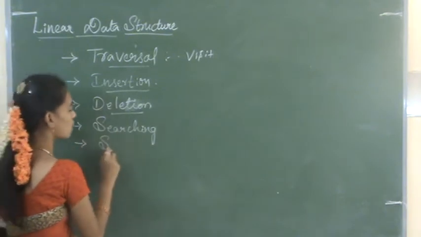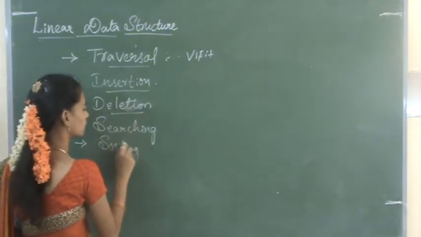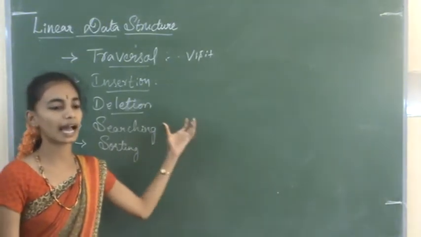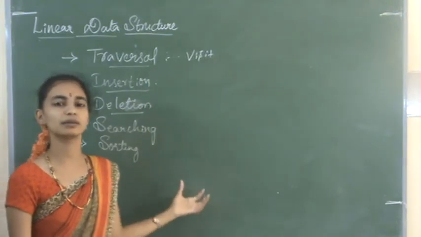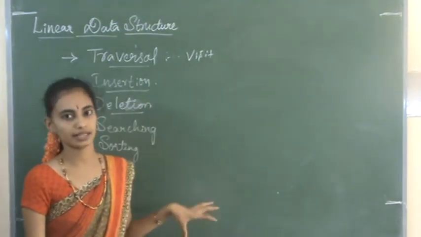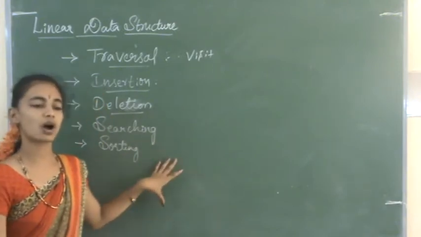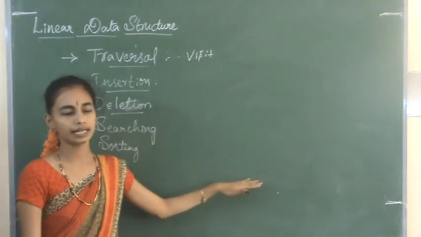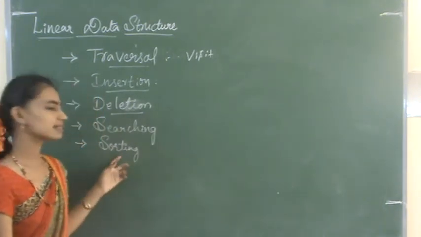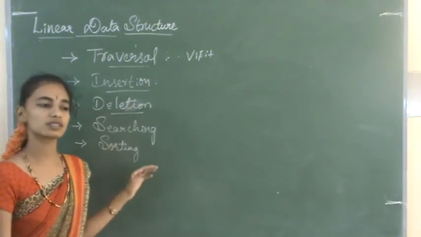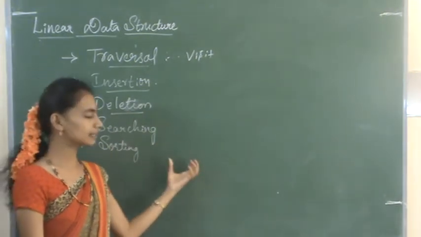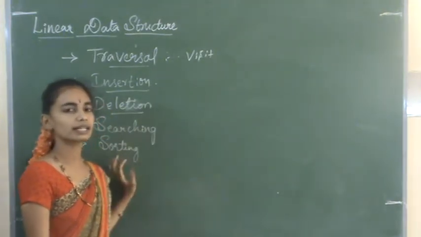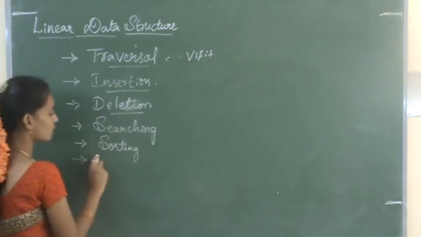Next we have sorting. Sorting means the process of arranging the elements or data items in the data structure either in ascending order or descending order. We call it sorting. Next we have merging.